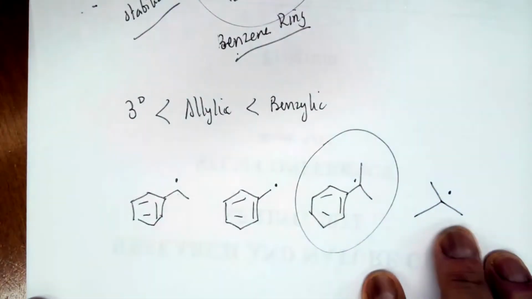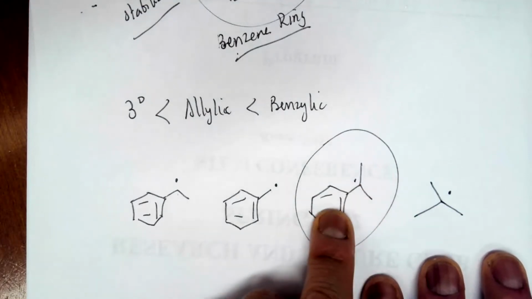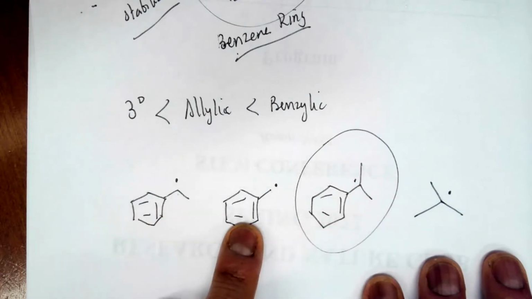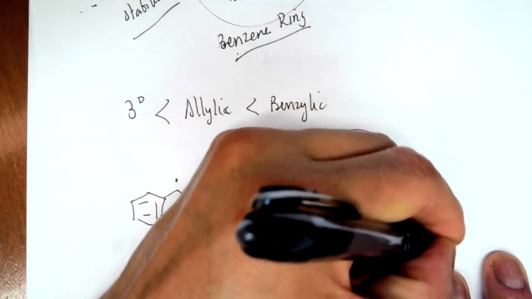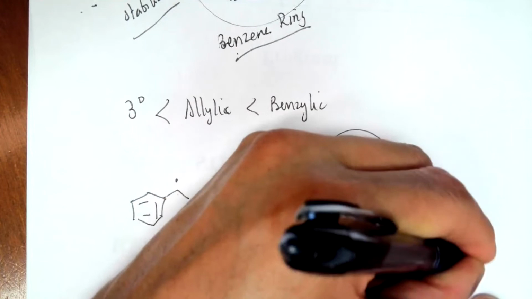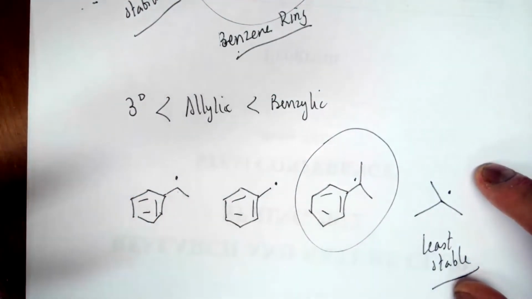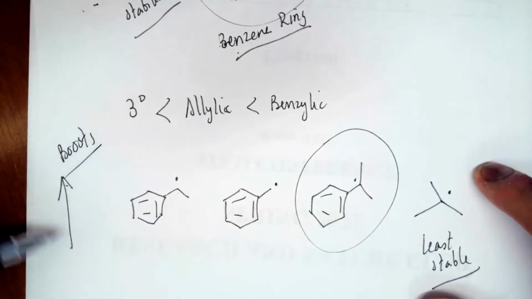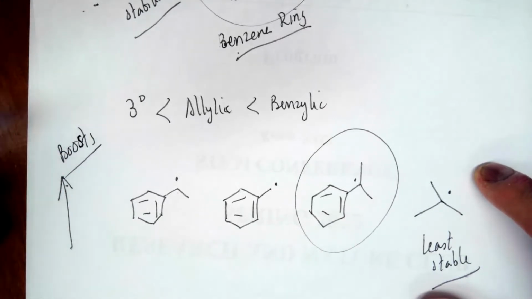What about this one? This one will be a tertiary radical. So which one is the most stable? Still this one, because this one is benzylic and also tertiary. This one is benzylic and secondary. This is benzylic and primary. And this is tertiary only. This one is the least stable because it's only tertiary. They're all benzylic. Benzylic definitely boosts the stability. Boost the energy by a lot, right?